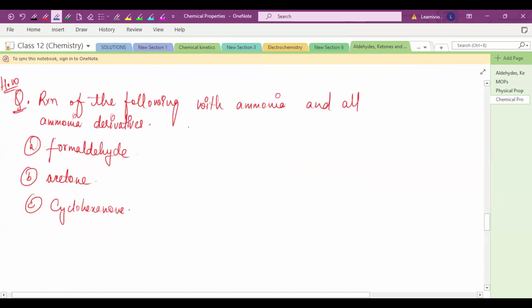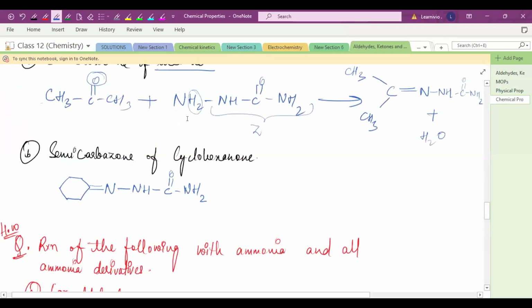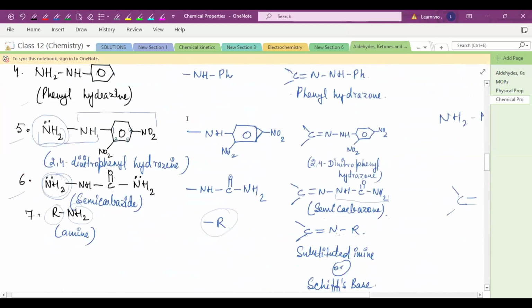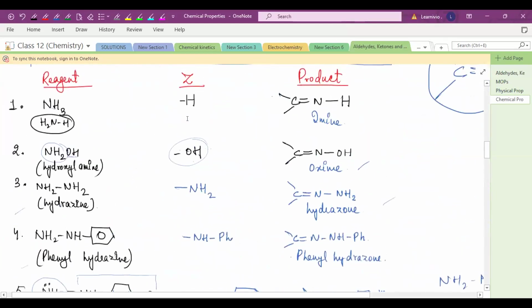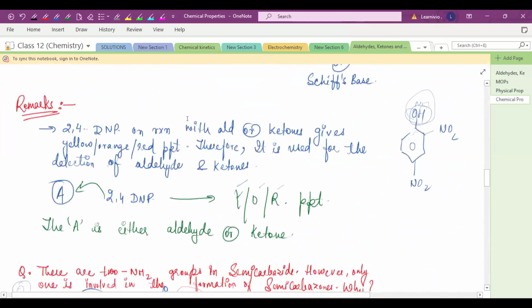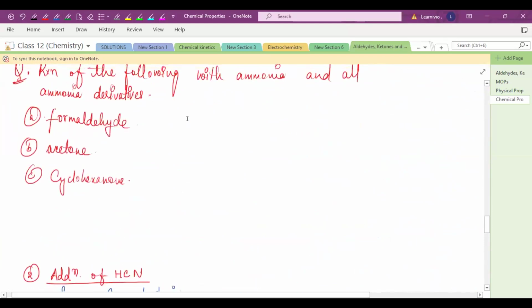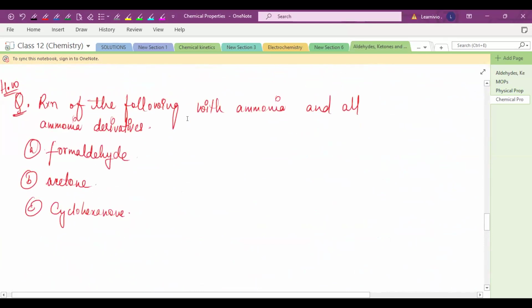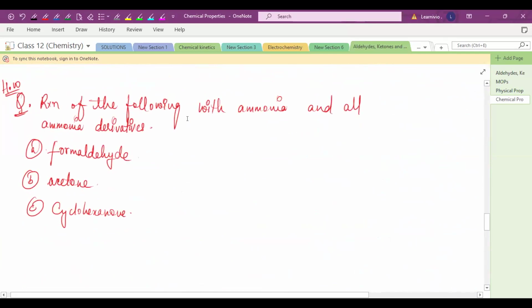So I have given this in your homework: reaction of the following with ammonia and all the ammonia derivatives. Formaldehyde, acetone and cyclohexane. You had to show the reaction of these three with ammonia and all the derivatives of ammonia which we have discussed here, all the 7 reagents. You have to write down the reaction with NH3, with NH2OH, with NH2NH2, and so on. Just quickly write down your homework, Moniba.